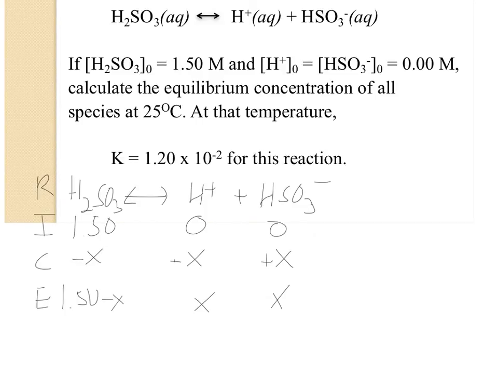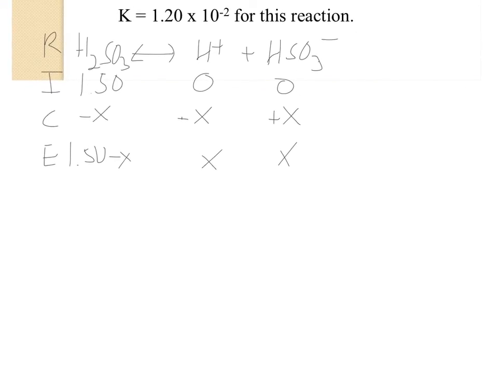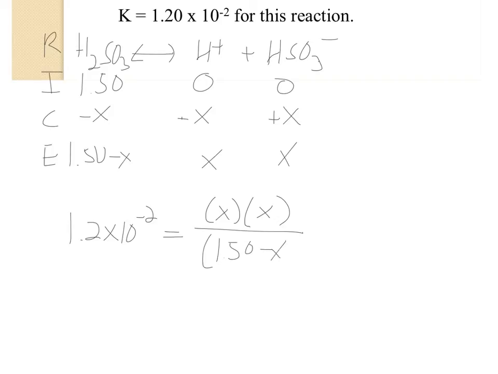The k expression here: 1.2 times 10 to the negative second equals my hydrogen times my hydrogen sulfite, which is also x, over my reactant, and all the coefficients are 1, 1.50 minus x. Now if you just assume that this x doesn't matter and try to put it in your calculator a little bit easier, then you're going to get the wrong answer. This one you're going to need the solver, you're going to need the quadratic, and to distribute and rearrange everything. Your x value here is going to come out to be 0.128.